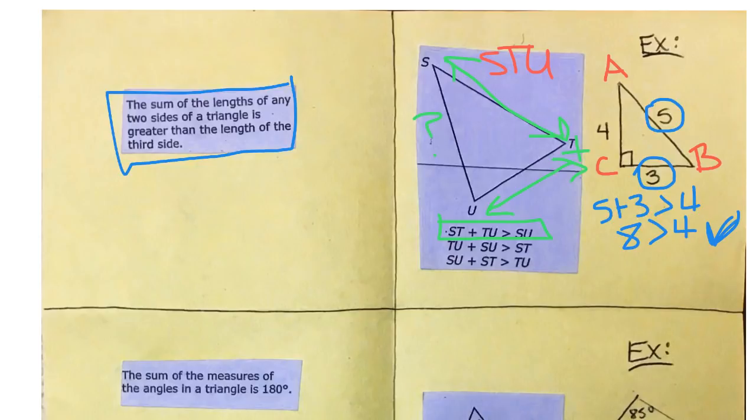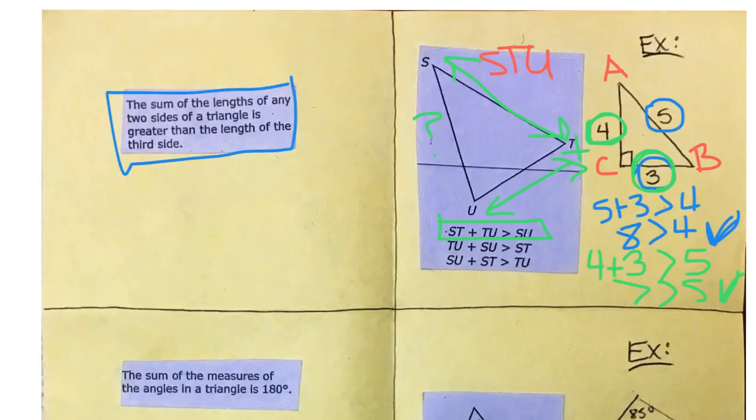So another one here, we could pick a different one. I'll use green now. Let's say we took these two. I'm going to take line AC, which is 4, and line CB, which is 3. So I'm going to take 4 plus 3, and that has to be greater than 5, which is the third side. Well, 4 plus 3 is 7, and 7 is greater than 5. So it worked again. So two sides have to be greater than the third side. Any two, whichever two that you pick. Okay, that's our first theorem.